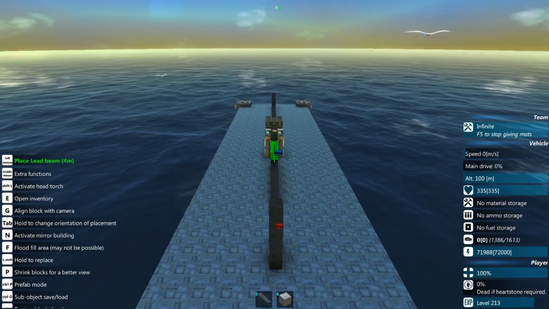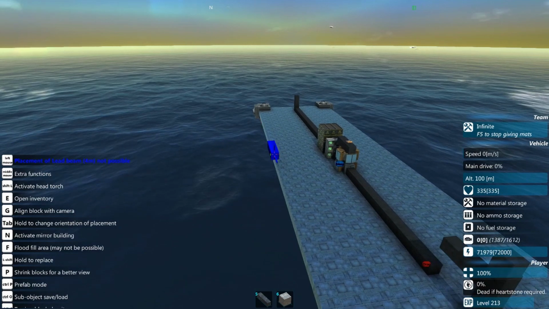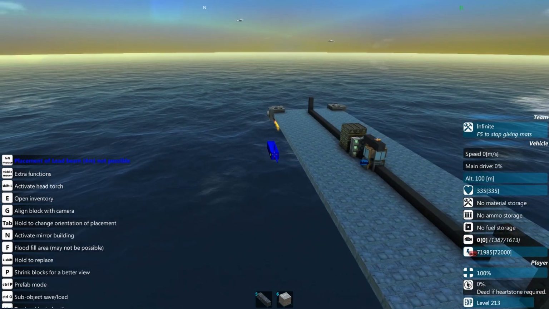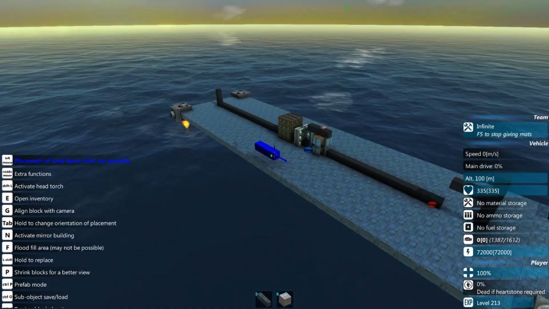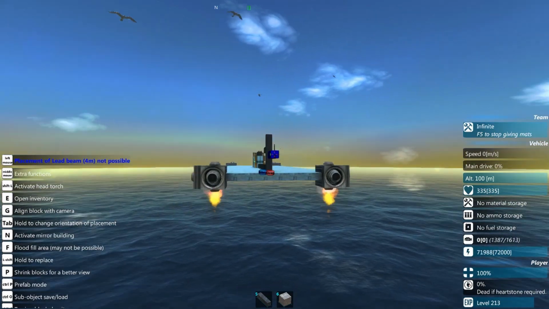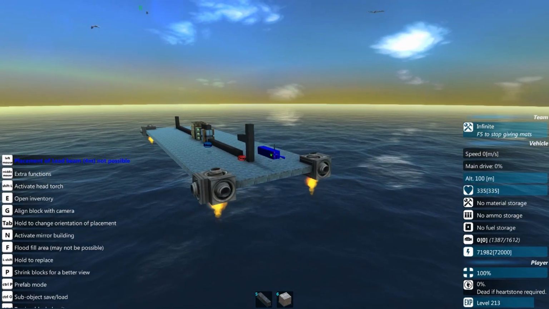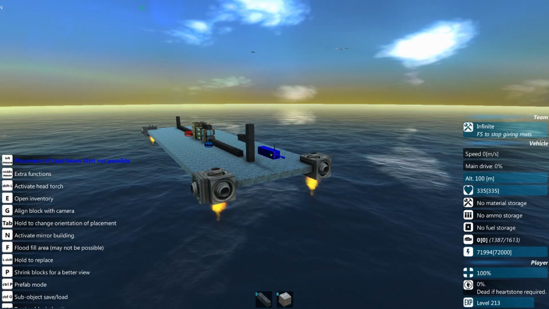The translational are the obvious ones. They're the forwards and backwards, the left and right, or strafing as From the Depths calls it, and the up and down, or lift. Those are your translational axes, and if I take a look back here, you can see I've got these thrusters on the back of the vehicle. Those are going to push us forward. So those are forward translational thrusters.